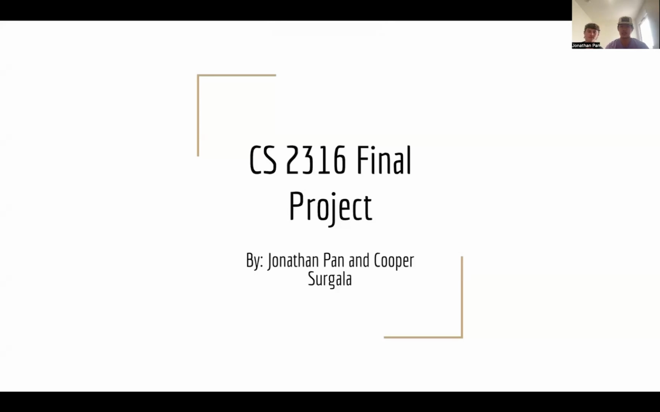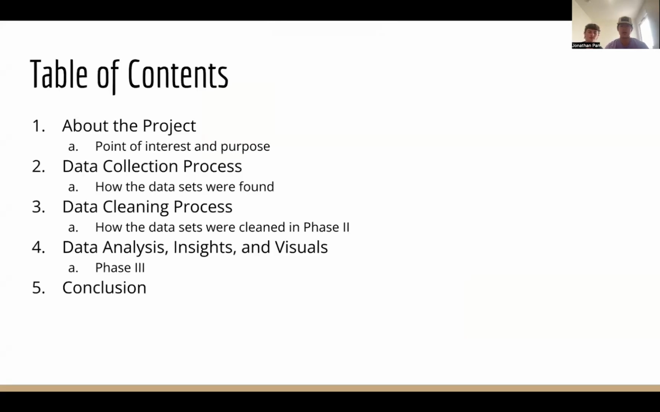2316 final project. So going through our table of contents, we're going to address what the project is about, the purpose and why we're interested in researching this topic, our data collection process and how we found these data sets, as well as cleaning the data, which we did in phase 2, data analysis, insights, and visuals we created during phase 3, and overall conclusions that we drew from this analysis.